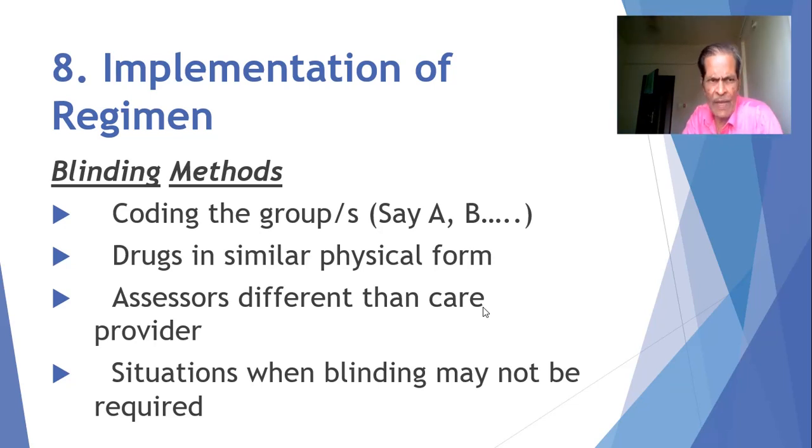The third way of blinding, or one additional component of blinding that can be included, is where the assessor is different from the care provider. For example, we are conducting a clinical trial on a hematinic drug. The outcome criterion is improvement in hemoglobin level. The hemoglobin measurement is done by a person from the pathology or biochemistry department. So he needs to be blinded. He should not know to which group the person belongs. The person who is treating the anemia may know these things, but the person who is measuring the hemoglobin doesn't know what A means and what B means.